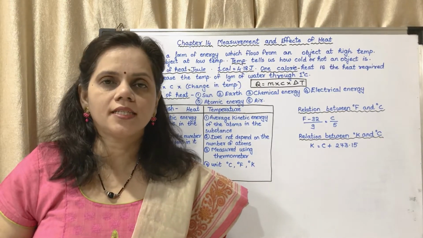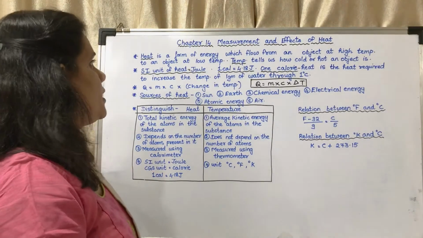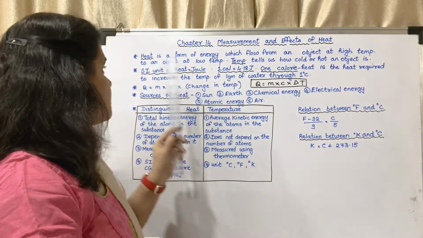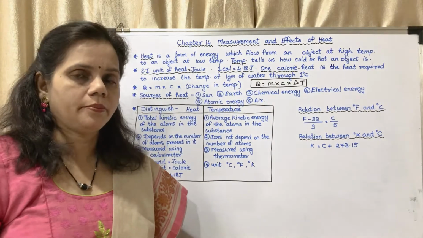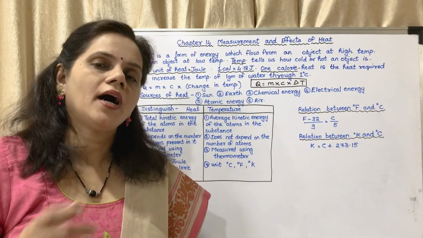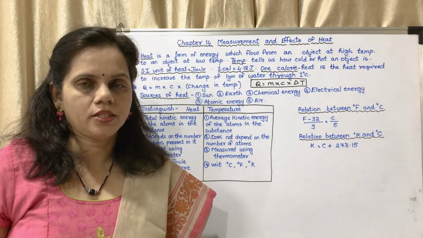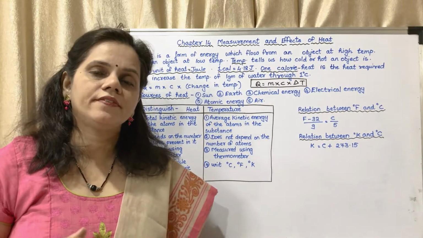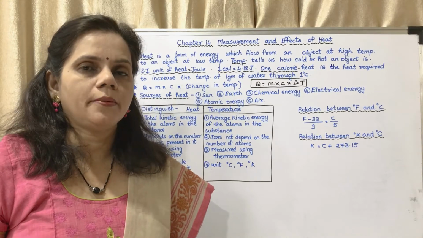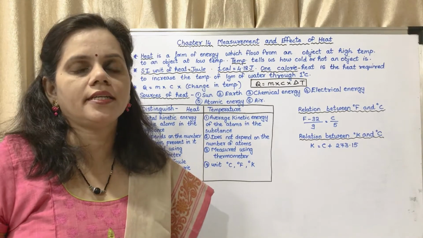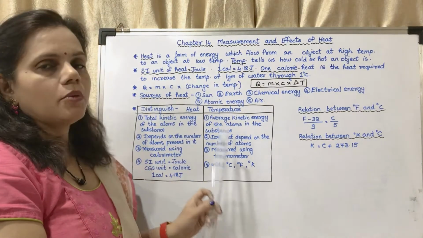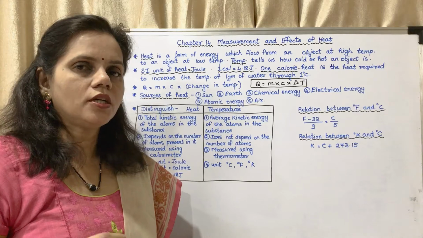Now what is heat? Heat is a form of energy which flows from an object at high temperature to an object at low temperature. This you know, that heat always flows from higher temperature to lower temperature. But in physics there is a difference between heat and temperature. Heat is due to temperature. When the heat amount increases, we say that the temperature is increased. We will discuss the difference between heat and temperature later.